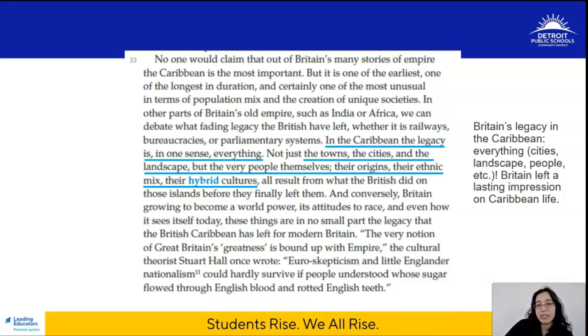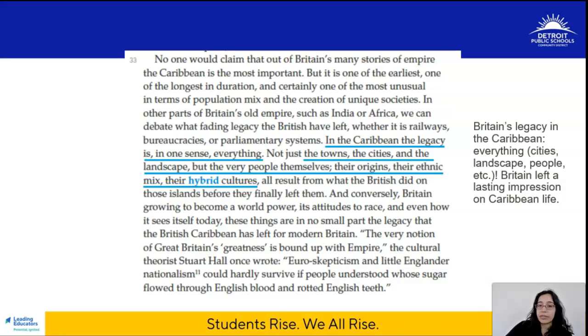And by everything, she actually means the cities, the landscape, the people, everything has been influenced by British culture, possibly because they were there for so many years, or possibly because they really infiltrated themselves into Caribbean society. Basically, Britain left a lasting impression on Caribbean life. So again, this is one part that I underlined and annotated when I was doing my close reading.